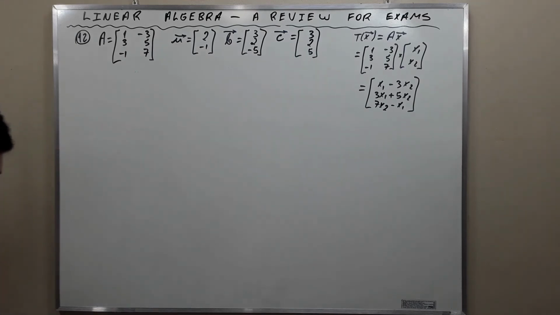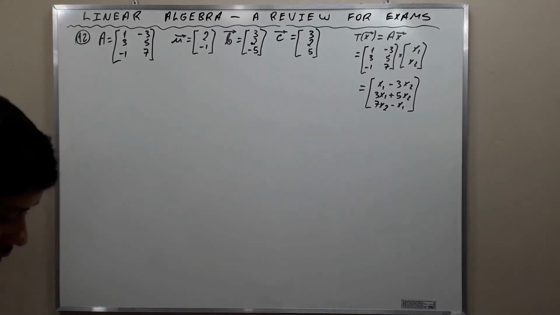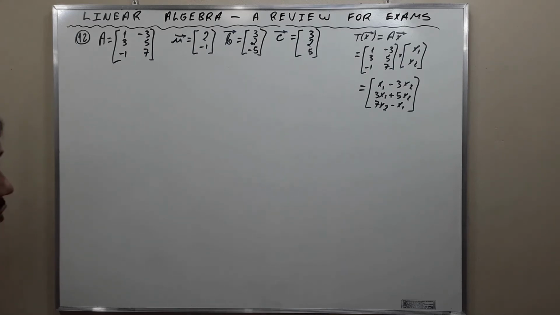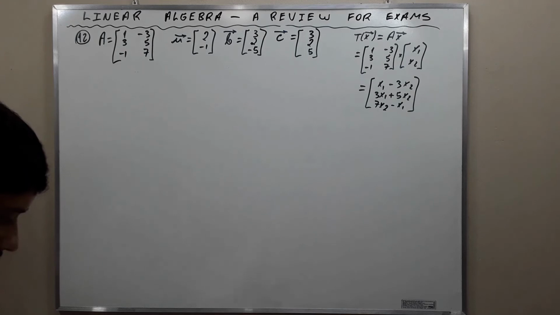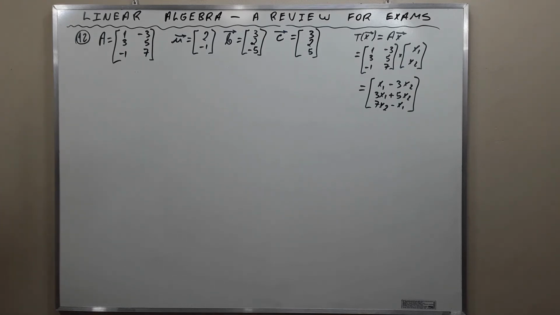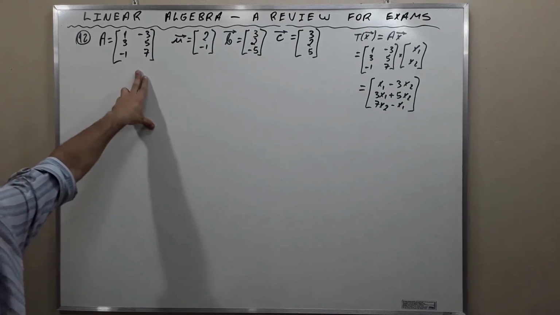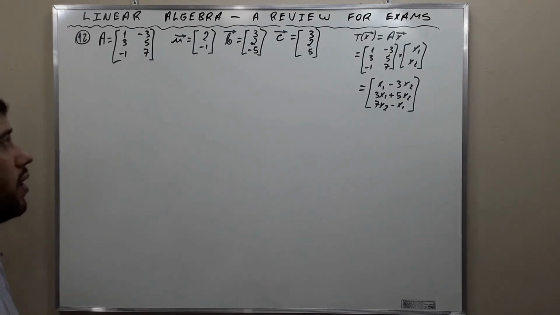What does letter D want? Letter D wants us to determine if C, we are going to work with C now, is in the range of the transformation. Okay, so what does it mean to be in the range of the transformation? Vector C is in the range of the transformation if C is the image of some vector, all right? This is what being in the range of a transformation means.